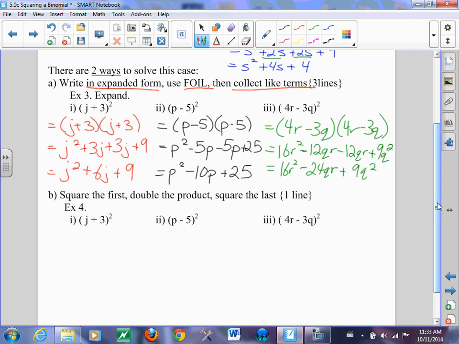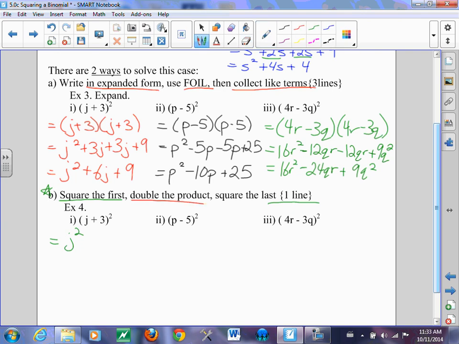That takes 3 lines. However, I'm going to show you a shortcut, and if you're trying to take or planning to take grade 11 university math, this is the one we prefer you to get to by grade 11. Okay? The good news about this shortcut, folks, is it's 1 line. Okay? Follow me with this. The first one says square the first. So I'm going to square the first, so j times j is j squared.